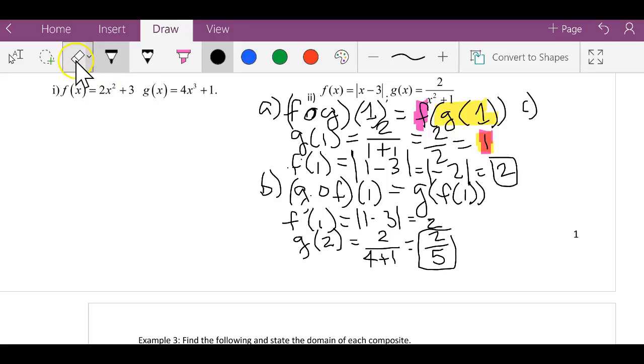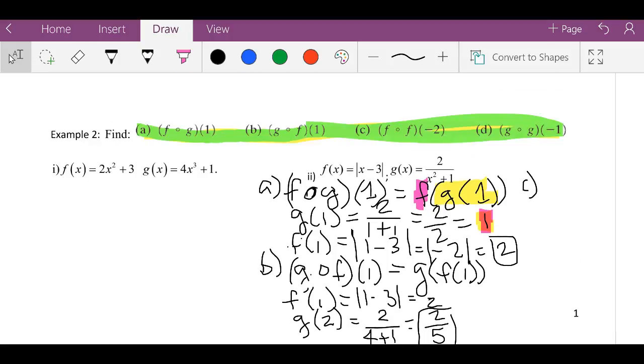All right, let's try this out again. There you go. So C, let's see what C is asking us. C is asking us to do F of F of 2. By definition, this is F composed with F of 2. So yes, it's exactly the same thing. In this case, you're just doing F of 2 twice. So let's do F of 2.